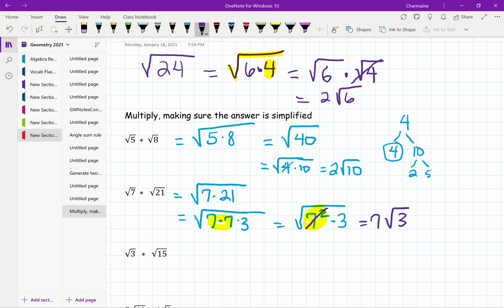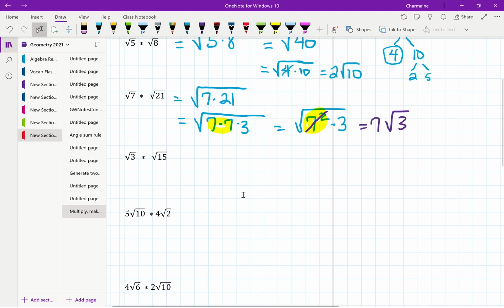So rather than build the number up by multiplying 7 times 21, I broke the 21 down into 7 times 3 to see if there were any perfect squares, and indeed there were, because 7 times 7 is 7 squared, which of course is a perfect square.